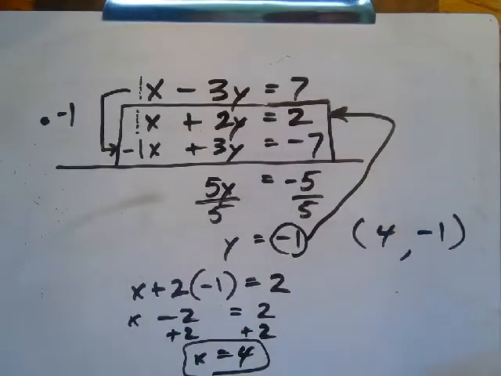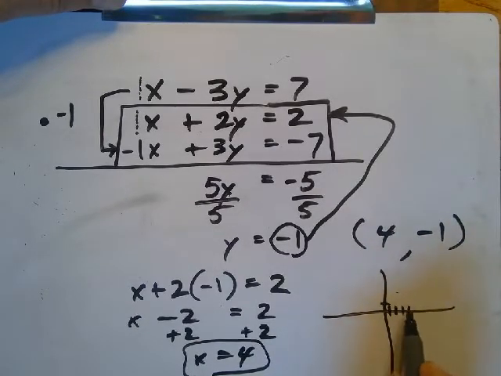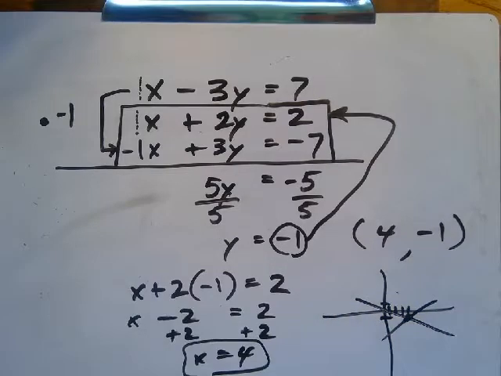Now once again, there's my ordered pair. I just found where the two lines cross. Oops, -1. And so I don't know exactly where those lines are, but that's where they cross.